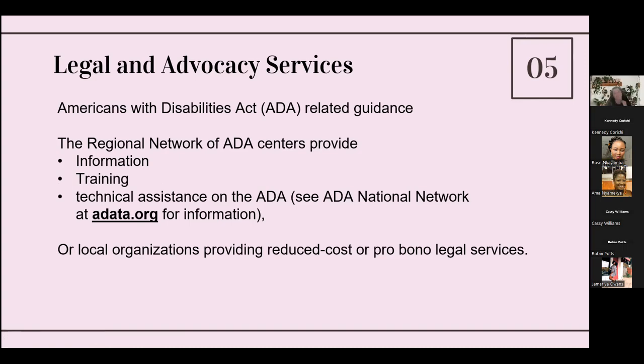Legal and advocacy services include information related to the Americans with Disabilities Act, such as what might be available through a regional network of ADA centers. Those centers provide information, training, and technical assistance on the ADA. Or it might be local organizations providing reduced cost or pro bono legal services. A lot of times, and we're going to get into CILs later, Centers for Independent Living, a lot of times, Centers for Independent Living have legal and advocacy services.